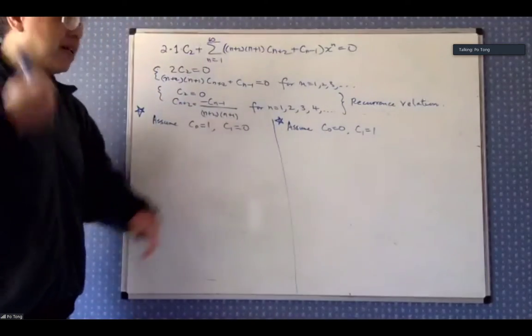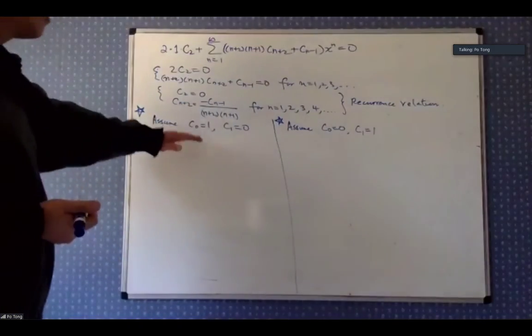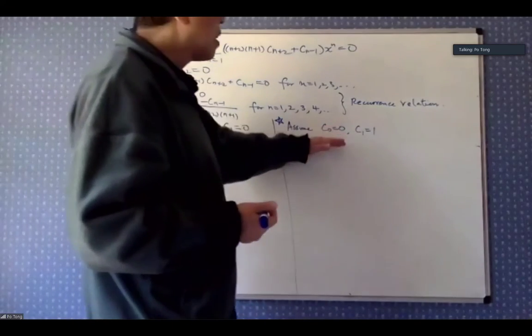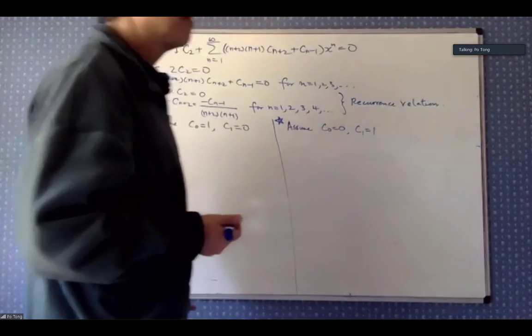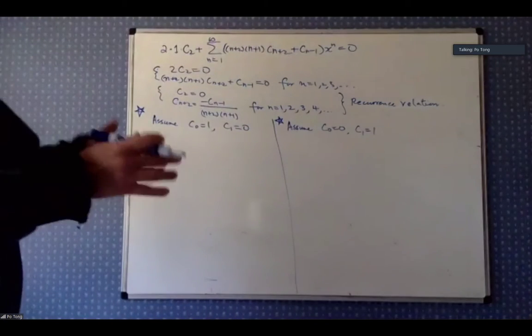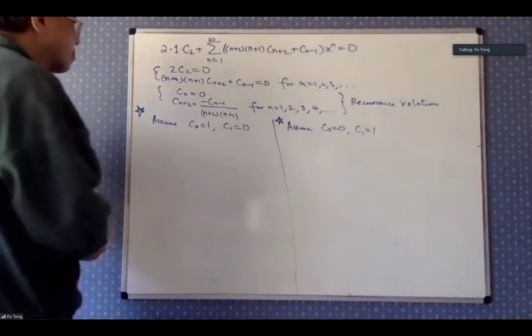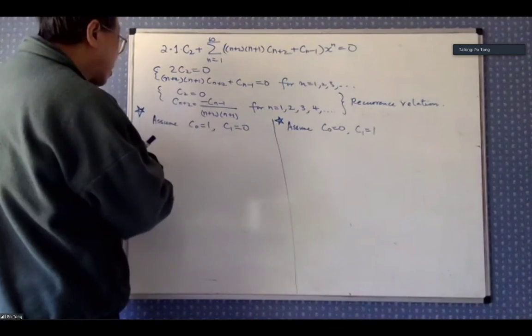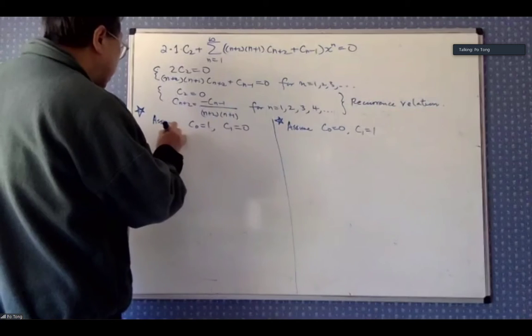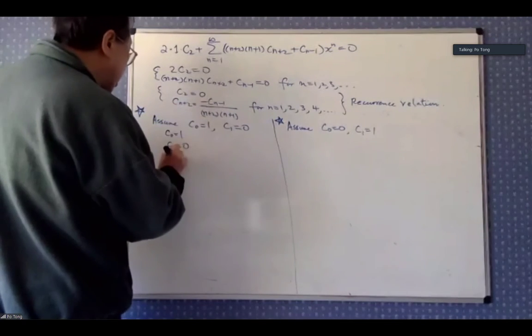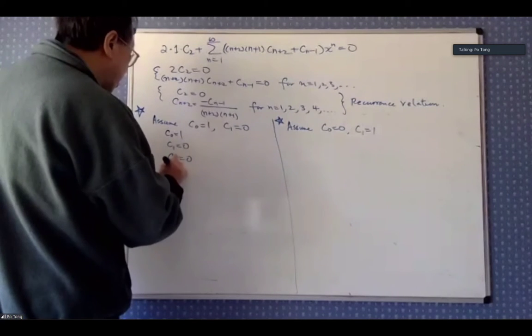Why this will work. If I continue like this, I'll get one of the solutions. If I continue like this, I'll get the other solution. But that needs some explanation a little bit later. So, based on these formulas, if I have C0 equal to 1, C1 equal to 0, I already know C2 is equal to 0. So what will be C3?